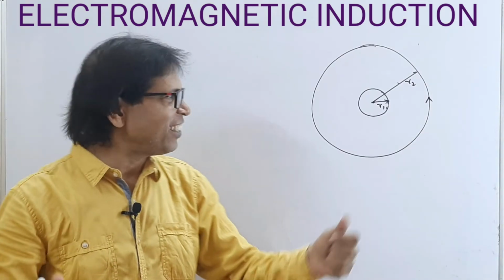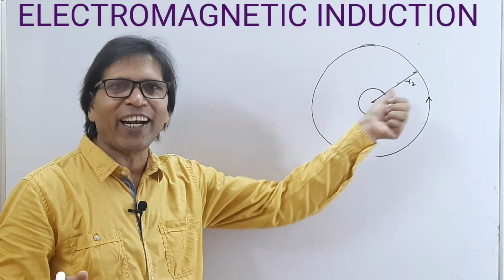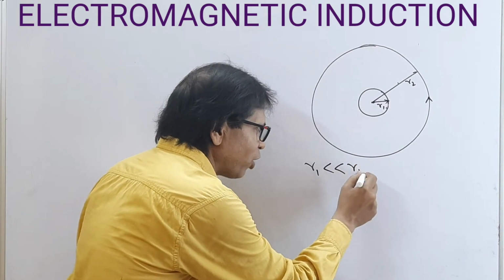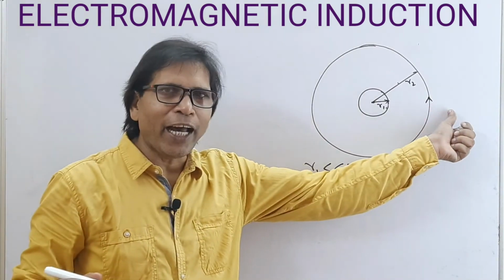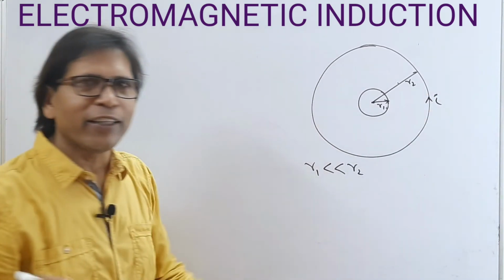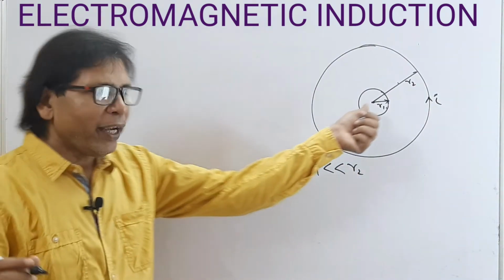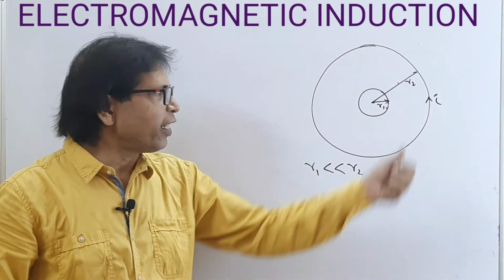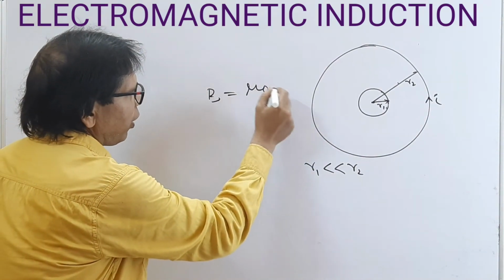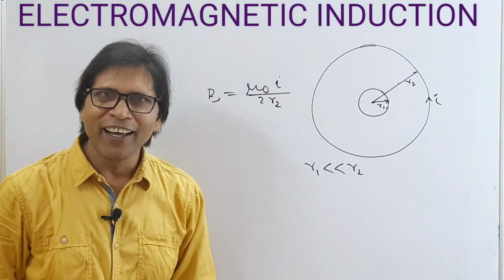Okay, look at this. Two concentric circular coils of radius R1 and R2, here R1 less than R2. When current I passes through the outer coil, we have to calculate the mutual inductance between the two coils. Now the magnetic field at the common center due to current I is B equals mu naught I divided by 2 R2.